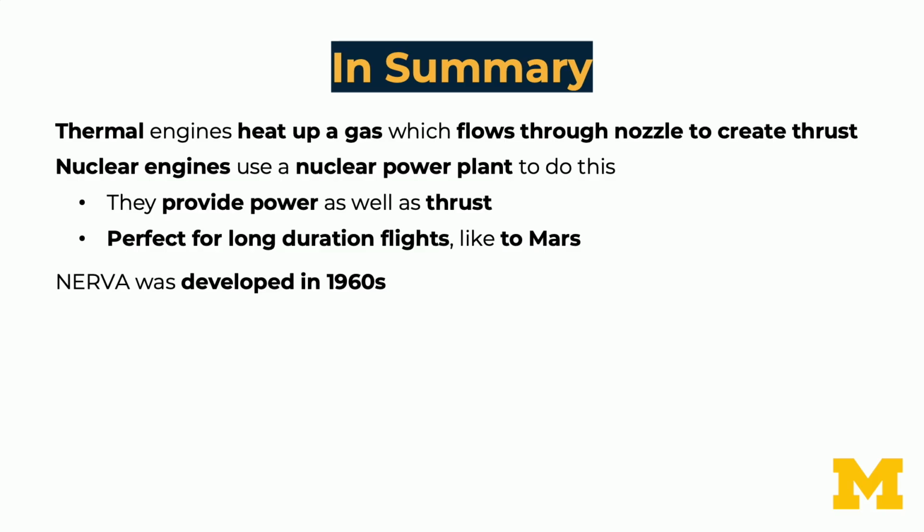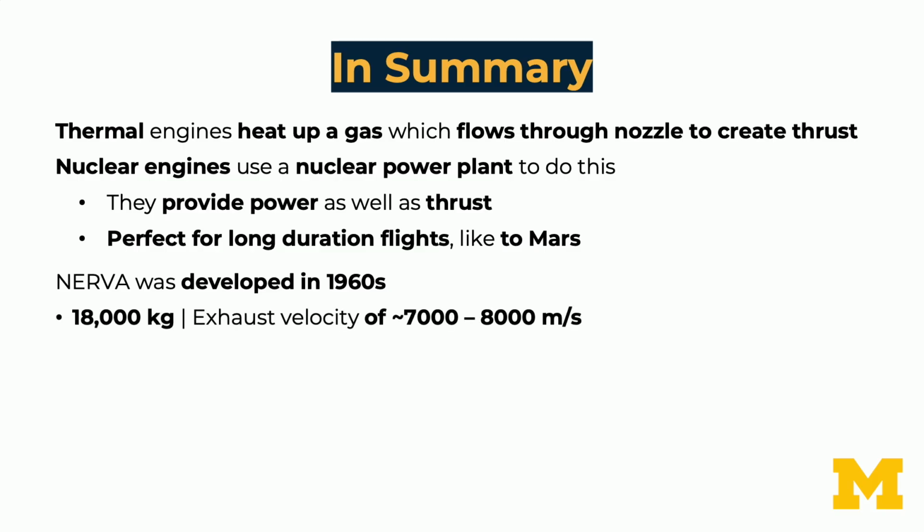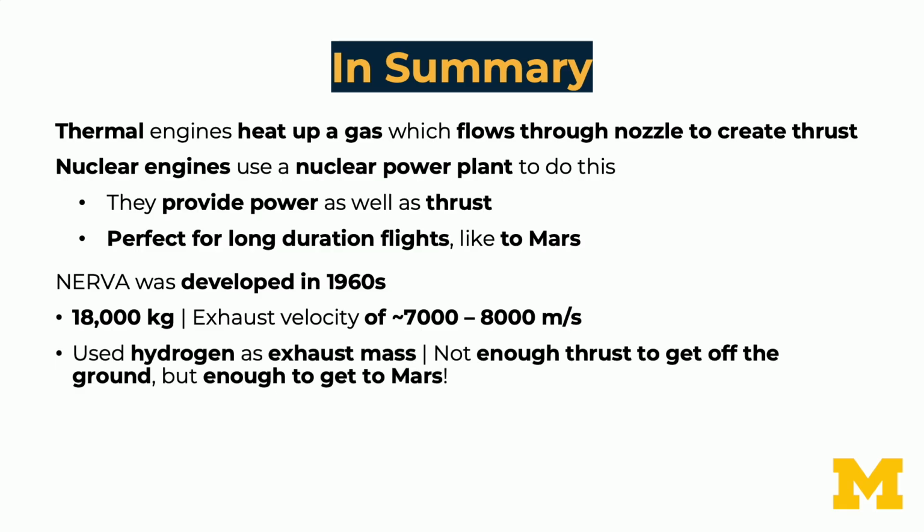Nerva was developed in the 60s, and it was about 18,000 kilograms, which is a very heavy rocket engine. But it had exhaust velocities of 7,000 to 8,000 meters per second, which is about twice as good as any rocket engine that we produce today, except for plasma thrusters. It uses hydrogen as an exhaust mass.